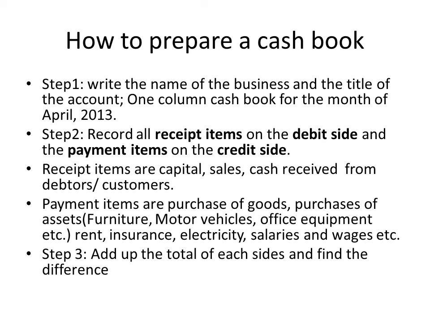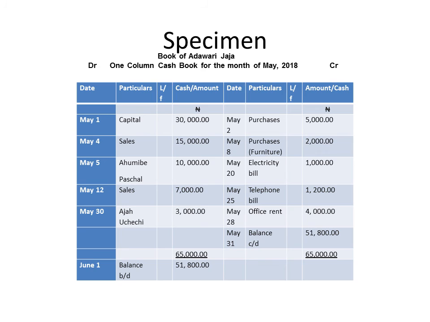Then after you have finished posting, what are you expected to do? The next thing is for you to add up the total of each side. Add up the total of each side, know the total on the debit side and the total on the credit side, then find the difference. Now, this is how a single column cash book will look. When you were given an assignment on this, you were tested on only one column, because at your level, being UB1 class, you will only be tested on one column. It is when you get to UB2 that you see other types of cash book.